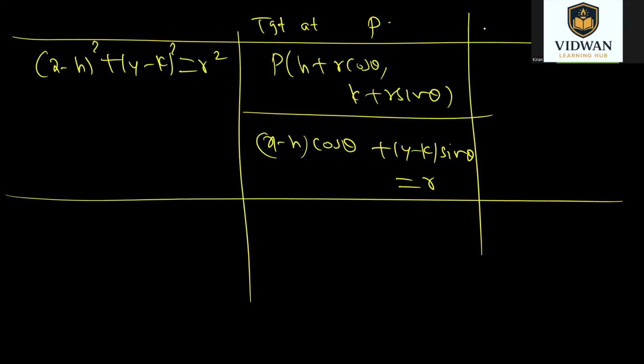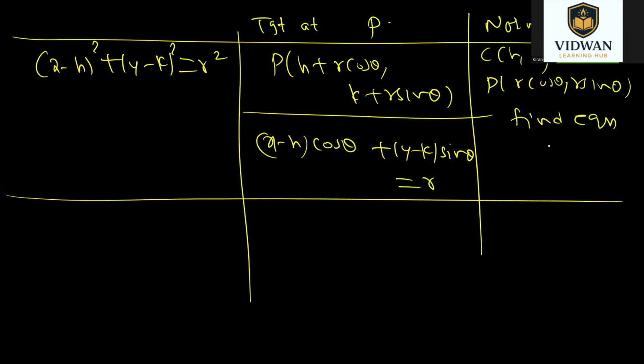And if it is the normal at P, so if the center is h, k and P is h plus r cos theta, k plus r sin theta, you just have to find the equation of CP. So don't remember any formula here. Just say find the equation of CP, that would be enough. But mainly for tangent, you can remember. For normal, you can just write the equation of the line joining the given point and center. You just apply the two-point form.